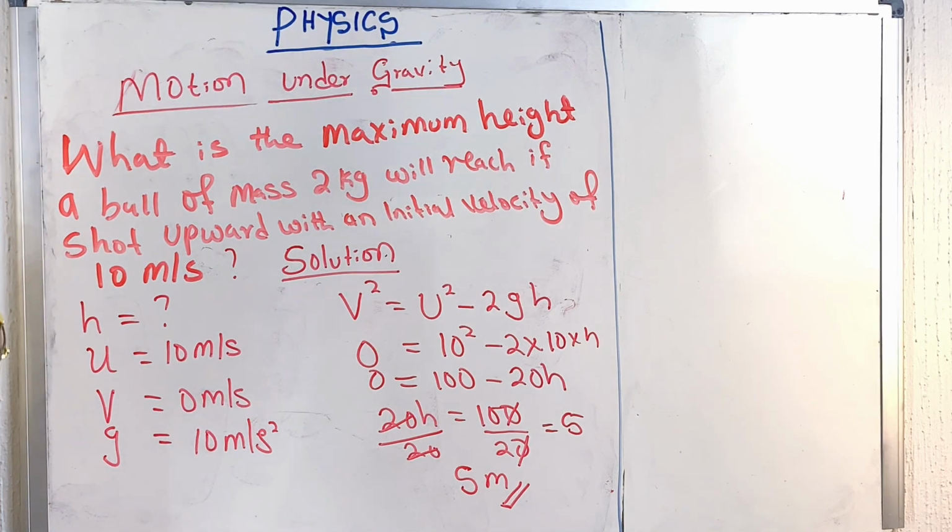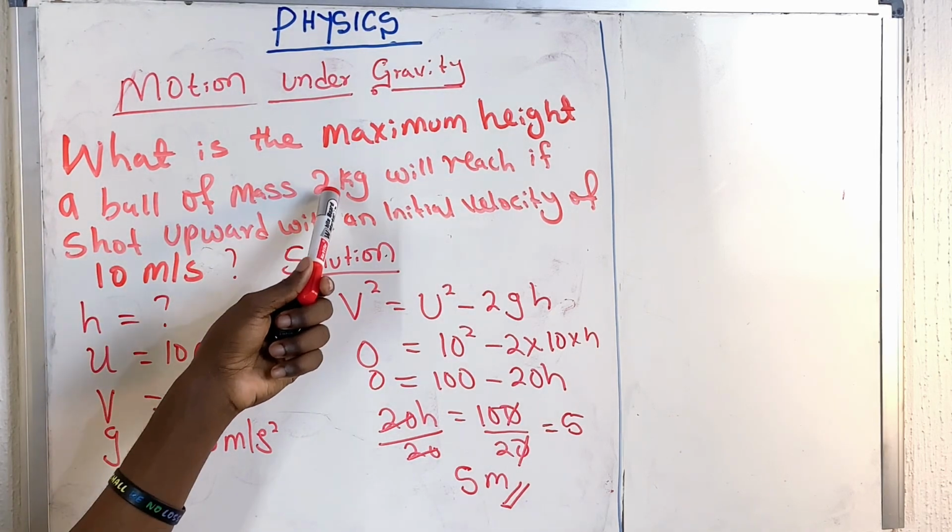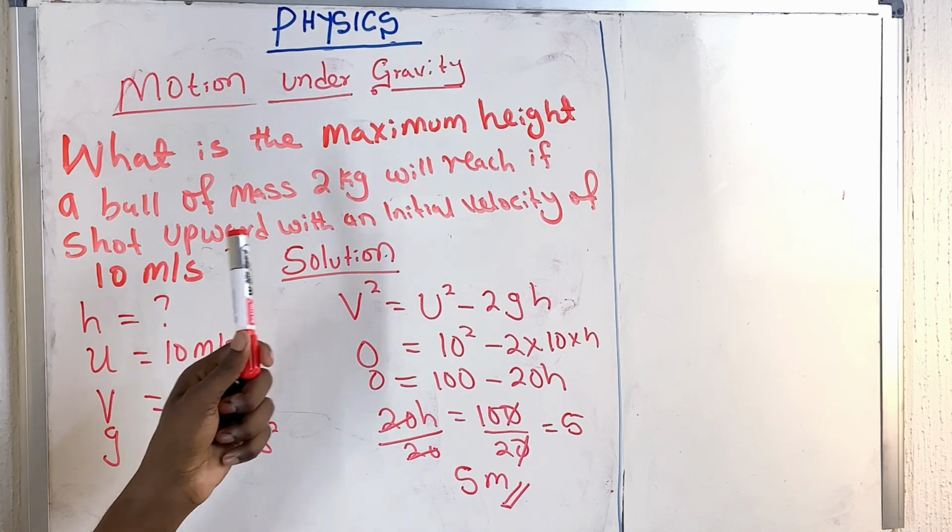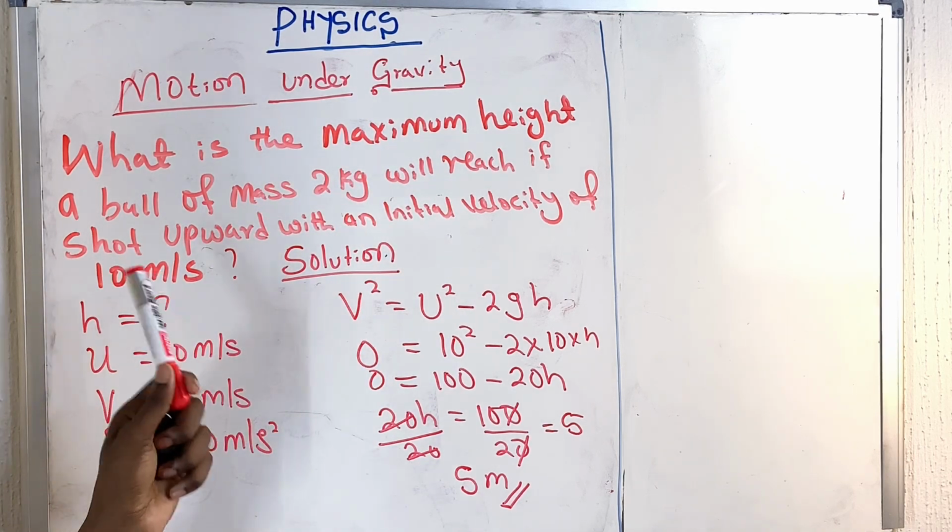So the maximum height that object, that is 2 kg, can reach when shot up with an initial velocity of 10 meters per second is 5 meters.